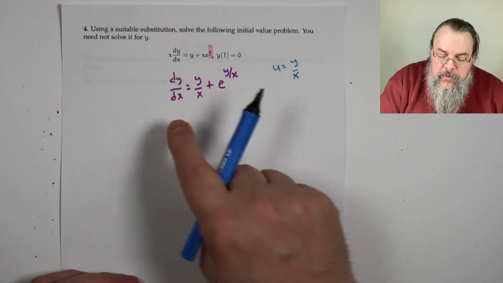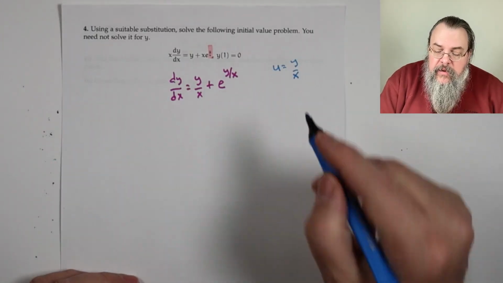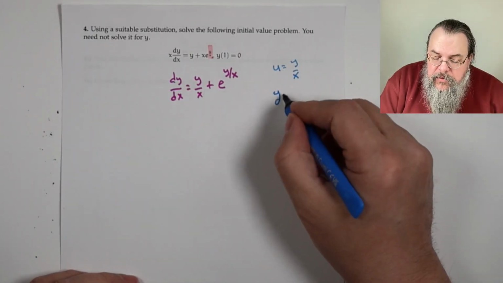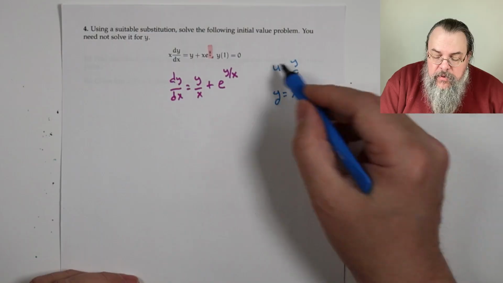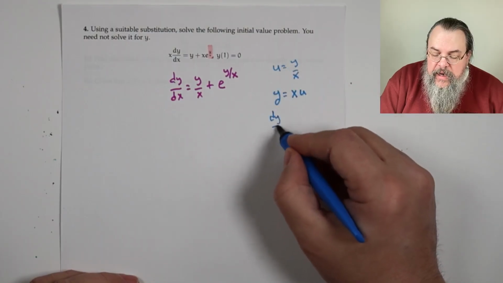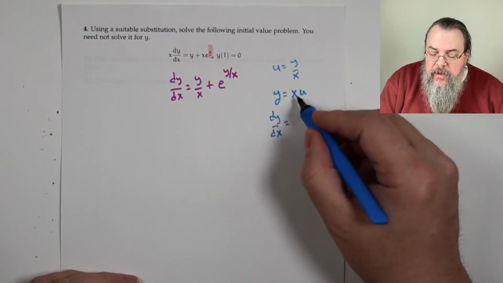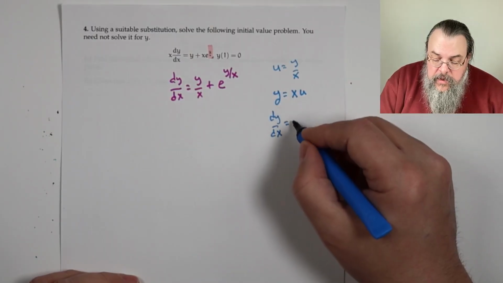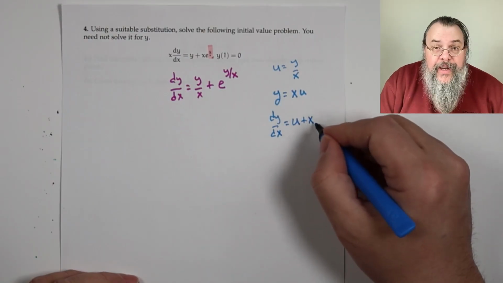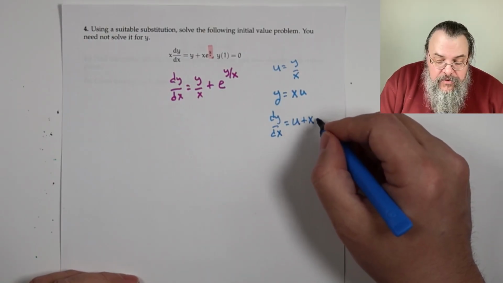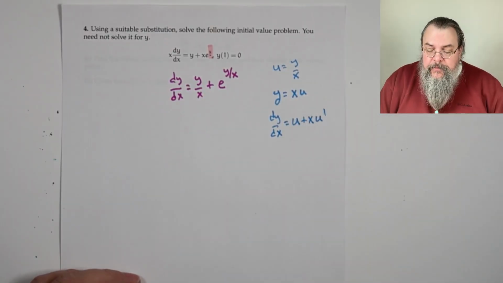Now, we need to figure out what dy dx is. So here, we're going to do a little bit of rewriting. That says y is equal to x times u. And so we can say, look, dy dx is product rule: the derivative of the first, 1, times the second, so that's the u, plus the first times the derivative of the second. And the derivative of u is u prime. Aha!